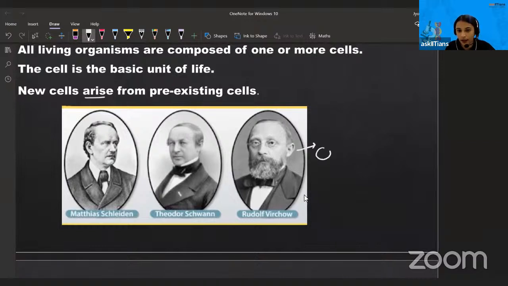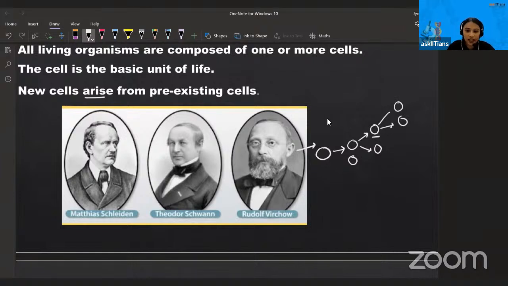So this is your cell. This cell will divide into two cells. Now this cell will divide into two further cells, two parts, and this part will become a new cell. Now this cell will divide further into two parts and they will become new cells. That's how the new cell arises from the pre-existing cells.